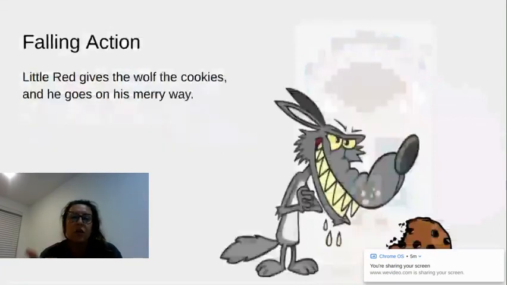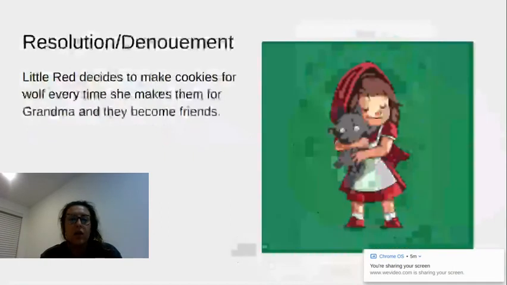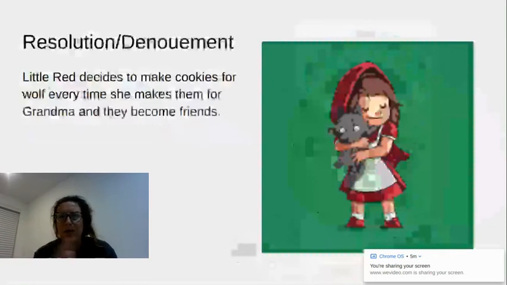Falling action. Little Red gives Wolf the cookies, and he goes on his merry little way. Resolution, denouement. Little Red decides to make cookies for Wolf every time she makes them for Grandma, and they become friends. Lots of artistic freedom, right? But I Googled Little Red Riding Hood and the wolf hugging, and there was actually quite a lot there. A lot of people have rewritten the story to where some people like fell in love and it was a Beauty and the Beast type story, and he like turned into a man. And some people just like made him best friends.